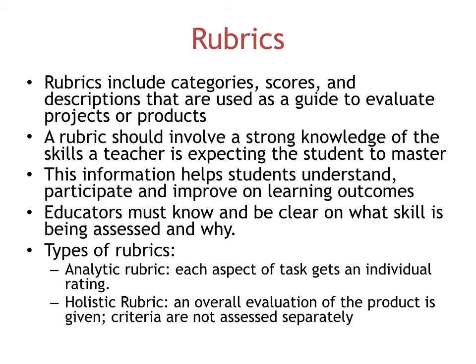There are two different types of rubrics. The first one is the analytic rubric. This is a very detailed rubric, so each aspect of a task gets an individual rating. Like our case study rubric, I include several different tasks and items, and I'll give you a score for each item, right? Holistic rubric: sometimes a whole project is evaluated, so an overall evaluation of a product is given. So criteria are not assessed separately. So this is a very simple rubric.